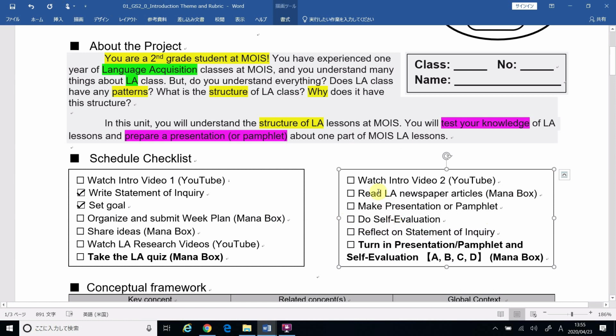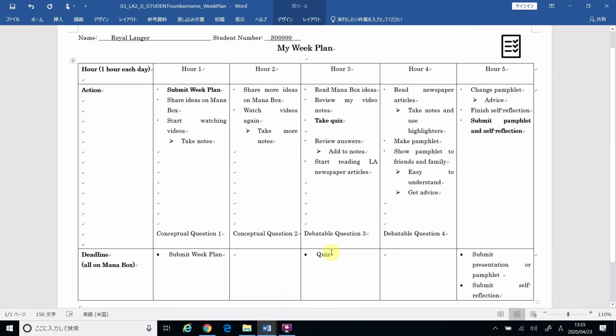So, I must read the newspaper articles. My reading is very good. I have a high reading skill, so I don't think I need much time. So I will start on hour 3 if I have time. But if I have no time, I think I can read the newspaper articles in maybe 13 minutes. If your reading skill is not very high, maybe you need more time. But for me, I think this is okay. I will take notes and I will use highlighters.